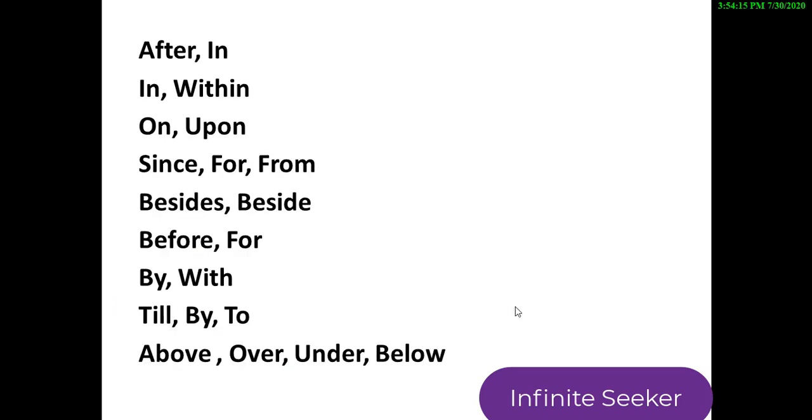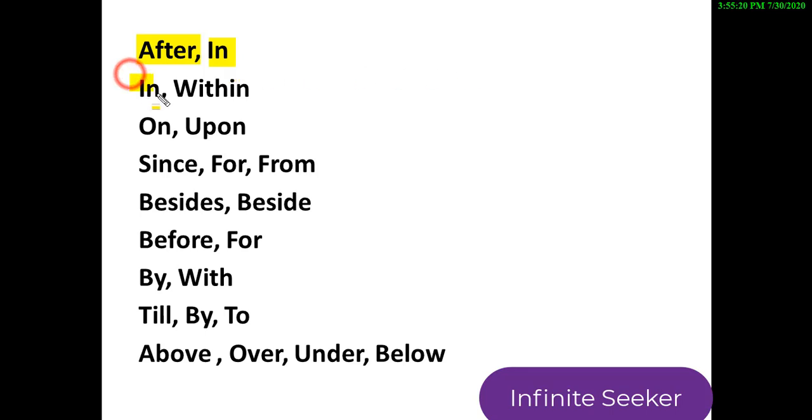Let's look at some of the confusing prepositions. When used to denote time, after refers to the past and in refers to the future. For example, I will shift to the new house in a week. Mike returned to his hometown after 3 years. So it denotes time in the past.